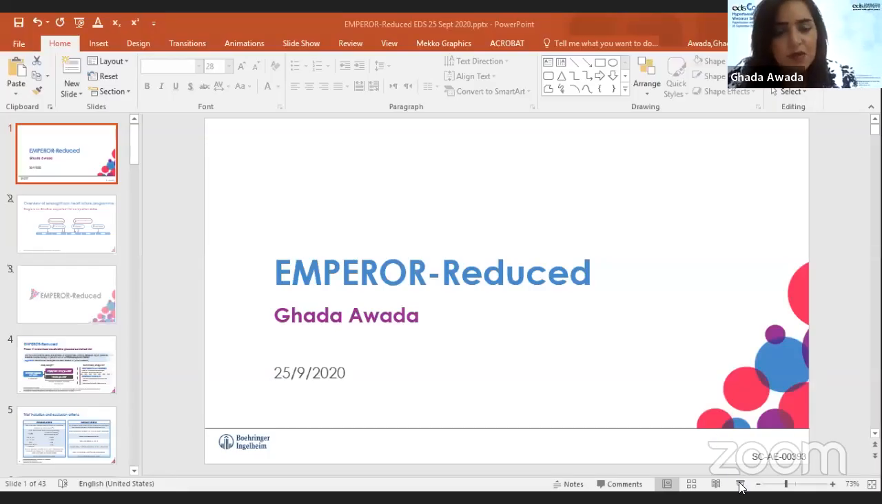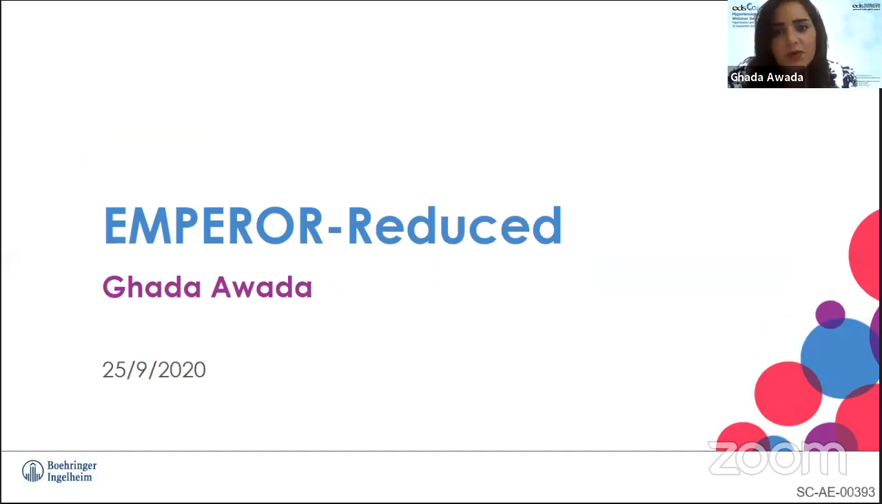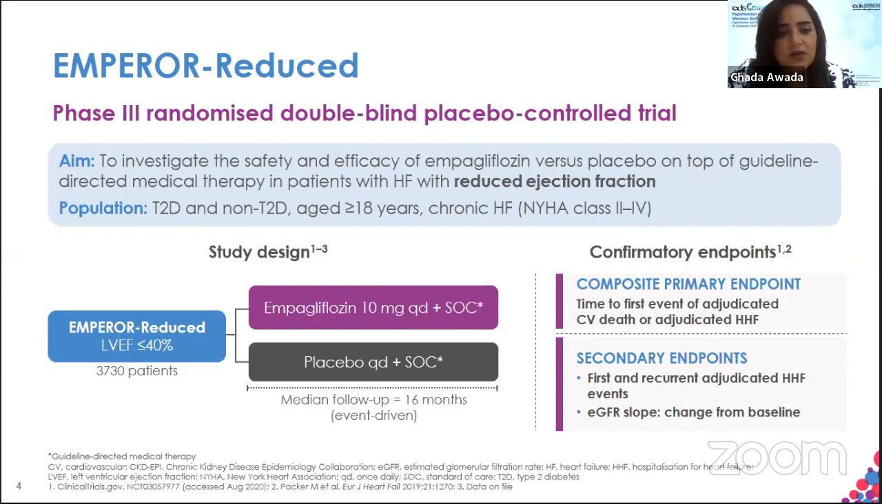It will be simple and easy because Professor Melanie thankfully made it very simple for us. What we will present today is EMPEROR-Reduced. As Dr. Melanie discussed all of the cardiovascular outcome trials in the SGLT2s and also DAPA-HF, the long-awaited EMPEROR-Reduced was presented at the Emirates Cardiac Society last month, and we will discuss its results and details today. EMPEROR-Reduced is a phase 3 randomized, placebo-controlled, double-blind trial aimed at investigating the efficacy of empagliflozin on top of standard of care versus placebo in heart failure patients with reduced ejection fraction. The population was diabetic and non-diabetic patients, 18 years and above, with chronic heart failure, New York Heart Association class 2 to 4.